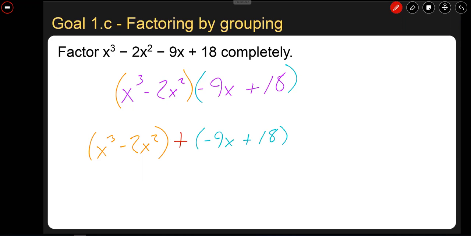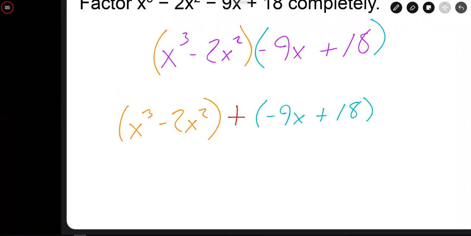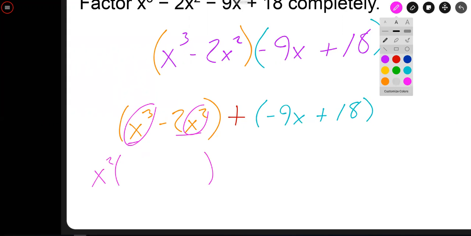So now I'm going to treat these like 2 separate little problems where I'm factoring out a GCF. And these should be pretty straightforward to do. So if I look at the first one, I've got x to the third minus 2x squared. Well, I've got an x to the third and an x squared. I can factor out x squared from the first one. And on the inside, that will leave me with x to the first minus 2. So far, so good on that.